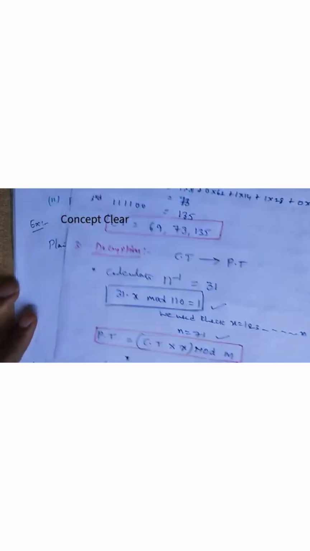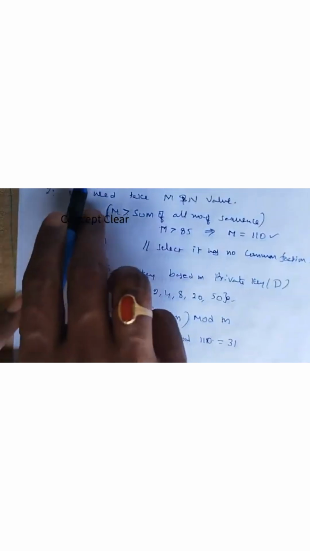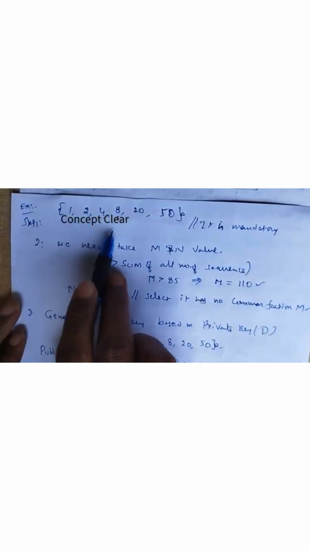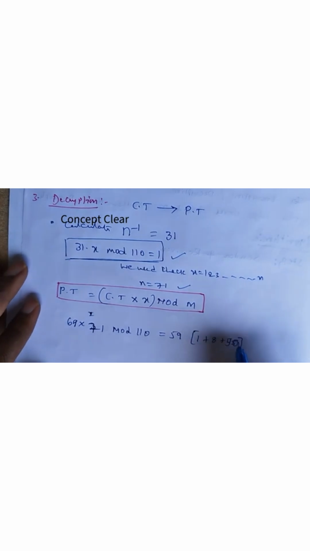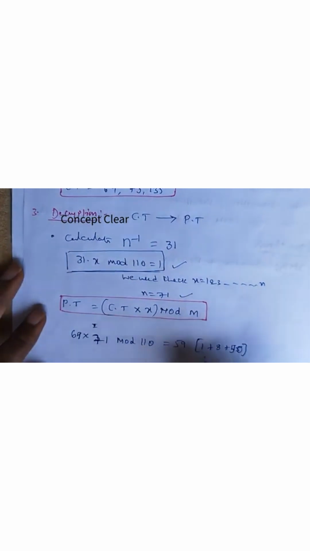And this 59, how to write this 59? This 59 can be written in this format, in this sequencing order. We have to write 59 as 1 plus 8 plus 50. This is the increasing sequencing order. Okay, here, where is the 1? In the example, where is the 1? The first one is the 1.